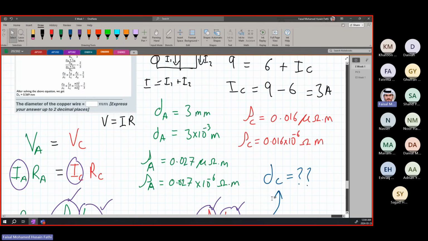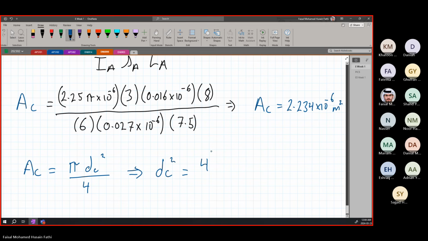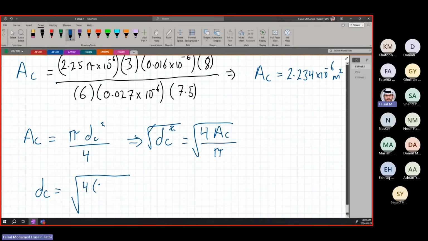Keep in mind, this is just AC. The question wants us to find DC. So what is the formula of area? AC is equal to pi DC squared over 4. If we rearrange this, we get DC squared is equal to 4 AC divided by pi. If we take the square root, DC is equal to the square root of 4 times 2.234 times 10 to the minus 6, all over pi.